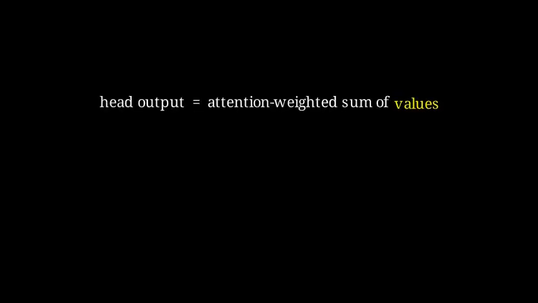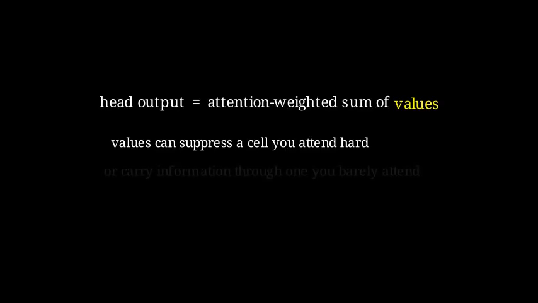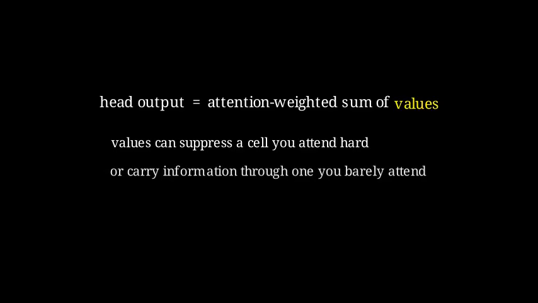That is the trap, and the flip test is what pulls us out of it. The flip test is not negotiable. Flip that cell, and the output still flips at 99.5%. The information is pouring through that cell. So we have weak attention and a strong causal effect on the very same cell at the very same time. How can both be true? Here is the mechanism. A head's output is not its attention weights. It is the attention-weighted sum of values. And that value projection can quietly suppress a cell you attend to hard, or carry real information through a cell you barely attend to at all.